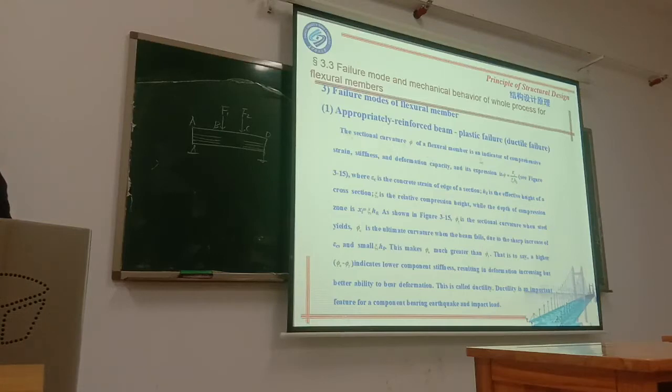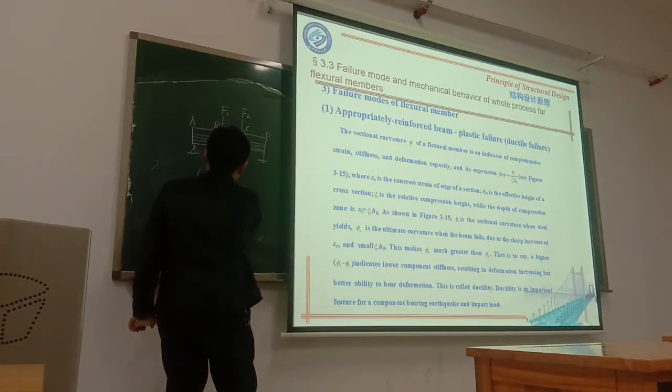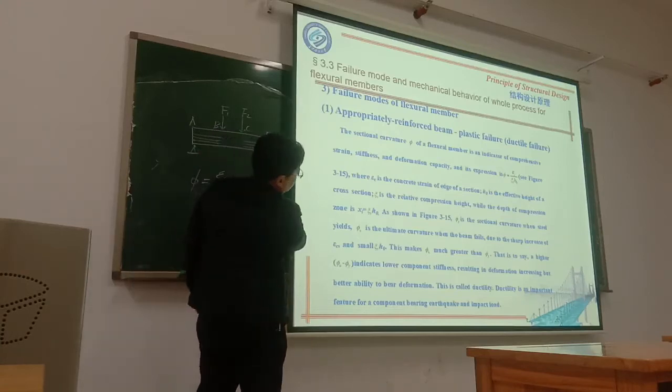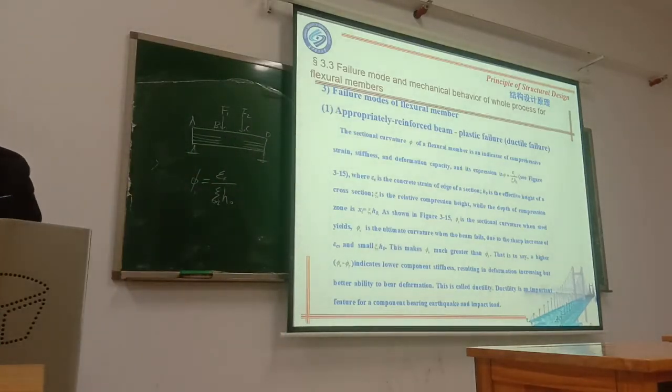The section curvature is an indicator of the compressive strength, stiffness, and the deformation capacity. It is expressed as phi equal to epsilon c divided by kc h0. So what's the meaning of this symbol? Epsilon c is the strain of the concrete, and h0 is the effective height.